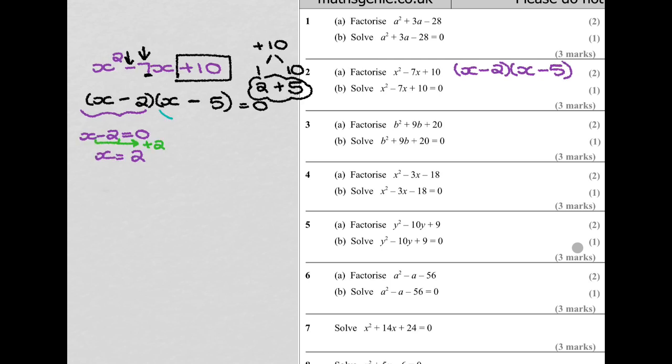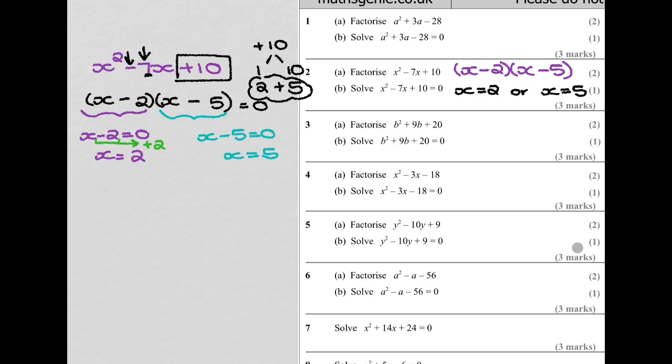So on the other side, if I take this one, I've got x minus 5 equals 0. Take the minus 5 across, becomes a plus. x equals 5. So my answers are x equals 2 or x equals 5. So again, pause at this point if you need to make sure you've written that down.